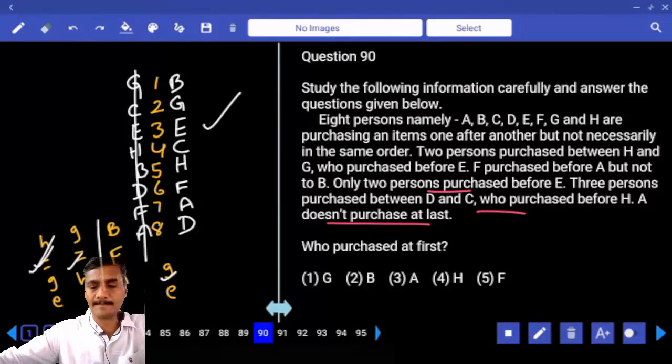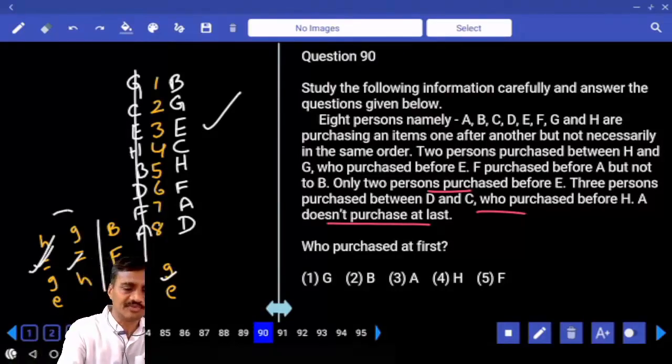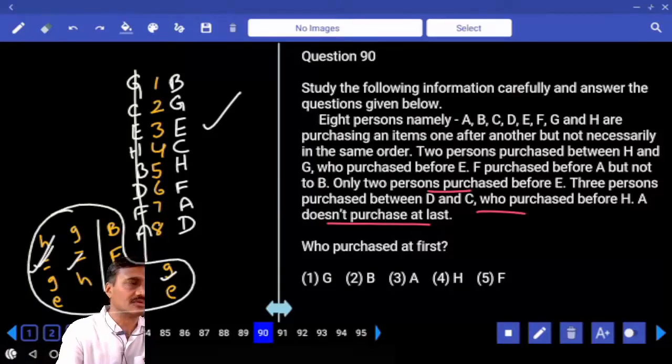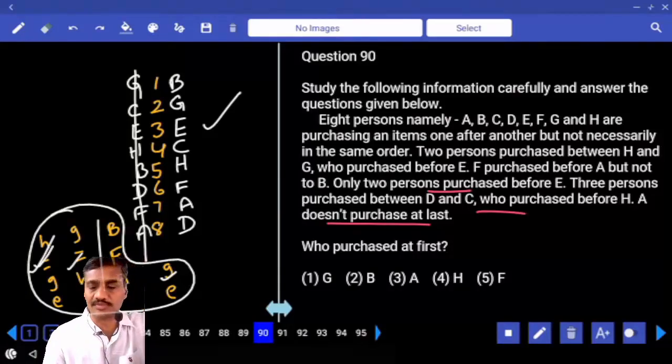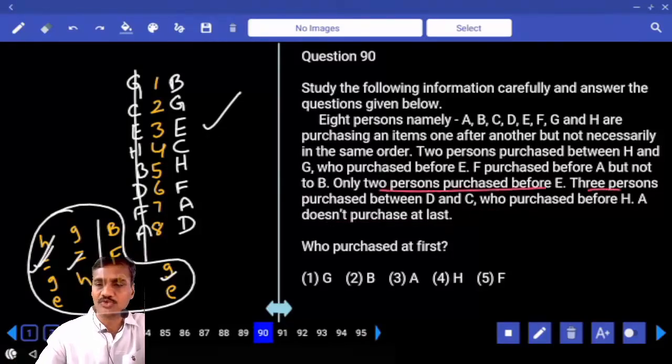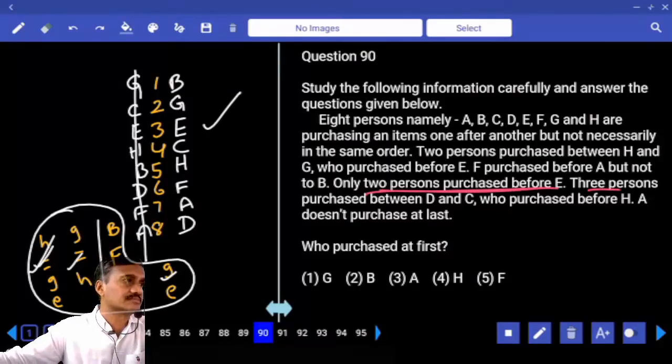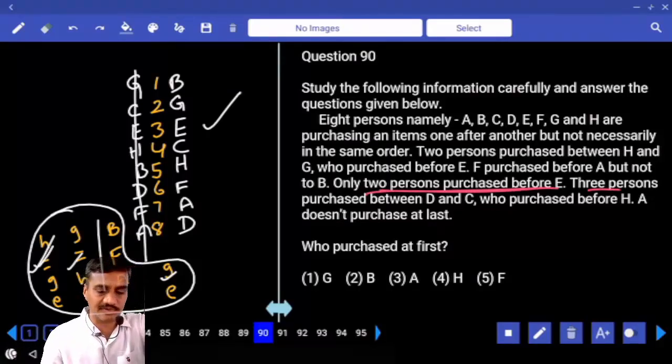Clear? మా ఫస్ట్ చూడండి ఇన్ఫర్మేషన్ అంతా ఇలా రాసుకున్నాం. ఎందుకు రాసుకున్నాం? డెఫినెట్ ఇన్ఫర్మేషన్ ఎక్కడ ఇవ్వలేదు, ఎవరిని ఎక్కడ ఫిక్స్ చేయాలో తెలియలేదు, అందుకే ఇక్కడ దొరికింది. 3 persons but only 2 before E, ఇక్కడ నుంచి మొదలు పెట్టేస్తాం. And this is about question numbers 90 to 94.